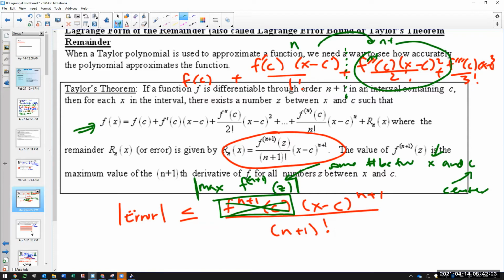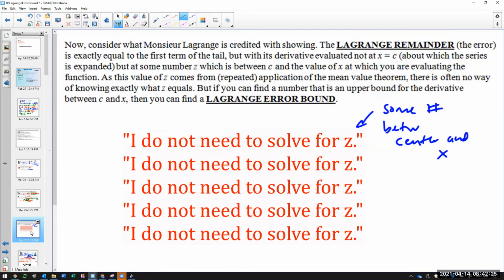So I want you to say that with me, okay? I do not need to solve for Z. Can you say that? I do not need to solve for Z.